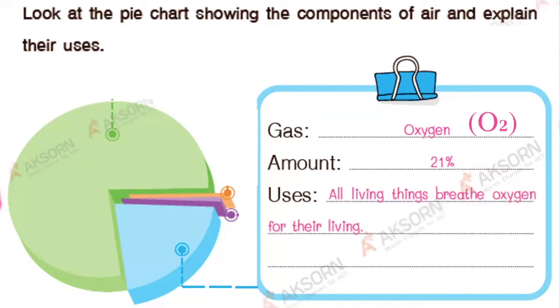Okay, and uses. It's very important for all living things, because we breathe in oxygen. All living things breathe oxygen for their living. Repeat after me. All living things breathe oxygen for their living. Okay, pause the video and write it down. Write everything in your work textbook. When you finish writing, push the play button and we continue our lesson.